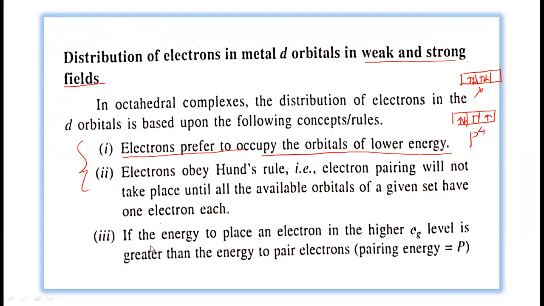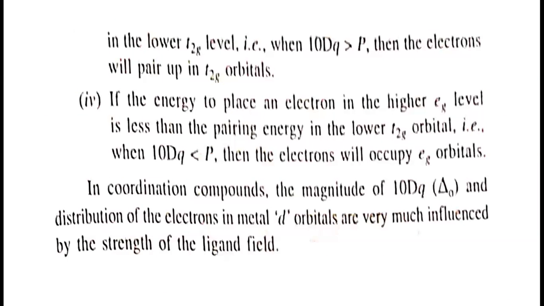Then the third rule is very important. If the energy to place an electron in the eg orbital is higher than the pairing energy, then the electrons are paired up into the lower t2g orbital, that is, 10 Dq is greater than the pairing energy. And the fourth rule is that if the energy to place an electron in the higher eg level is less than the pairing energy, then the electrons will enter the eg orbitals. So these are the rules that belong to the distribution of electrons in the metal d orbitals.